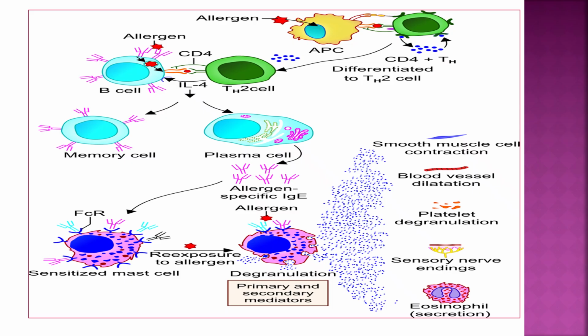So they sensitize mast cells, and then on re-exposure to the allergen they cause degranulation. So primary and secondary mediators are released and they cause smooth muscle contraction, blood vessel dilatation, platelet degranulation, then sensory nerve endings, and eosinophil secretion.